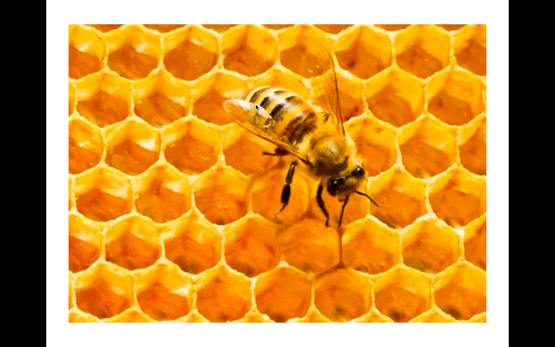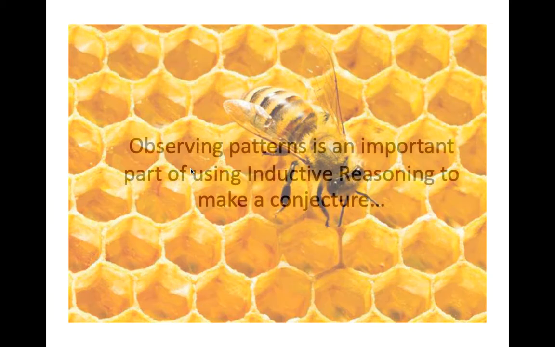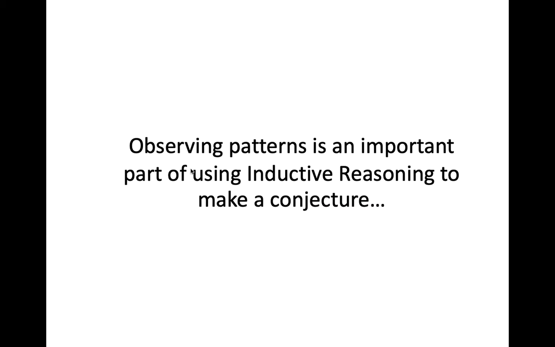And then there's the honeycomb, which you can see is a hexagon. And it's fascinating. How on earth do these tiny little animals know that this is the most efficient way to store their honey? So, bottom line, observing patterns as we have been doing is an important part of using inductive reasoning to make a conjecture.